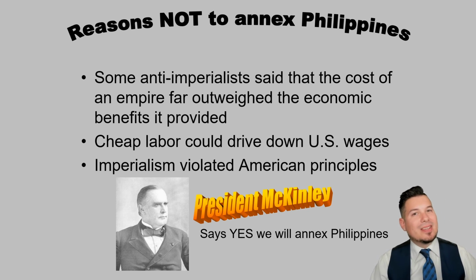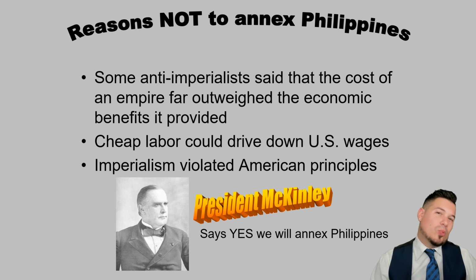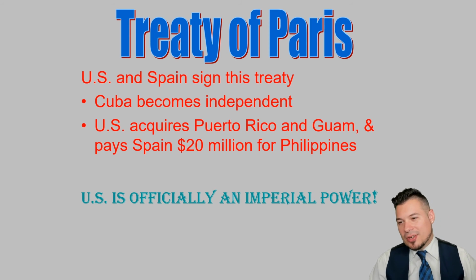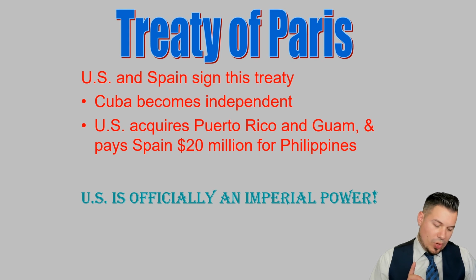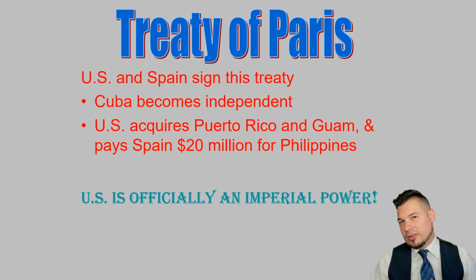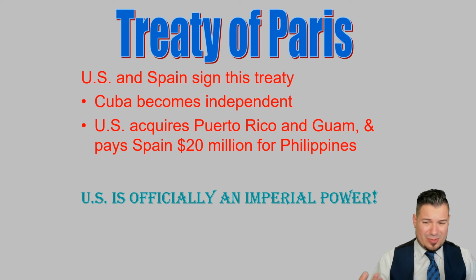In the end, President McKinley says yes, and we will take the Philippines. So, to give you an idea, the Treaty of Paris is what gets signed. The U.S. and Spain sign this together. Cuba becomes independent, and we acquire Puerto Rico, Guam, and the Philippines for $20 million. Now, why do you think we paid $20 million for all this land that we won? We won the war. Why should we pay?